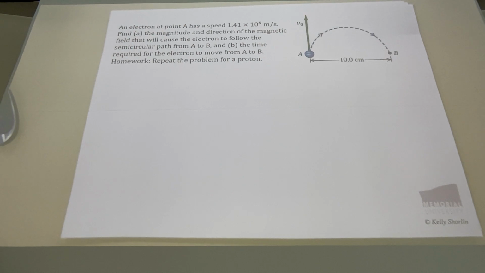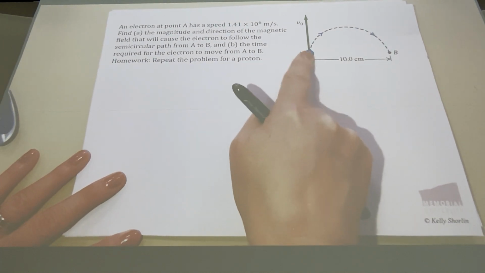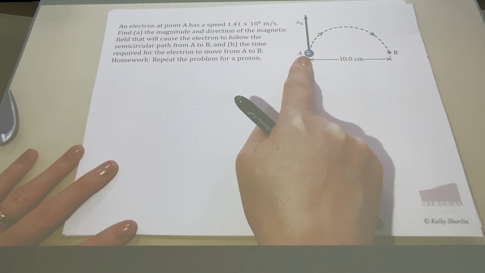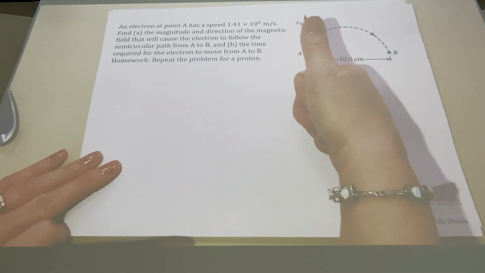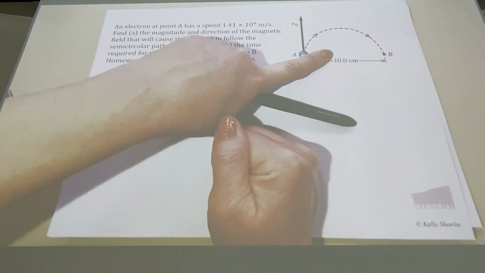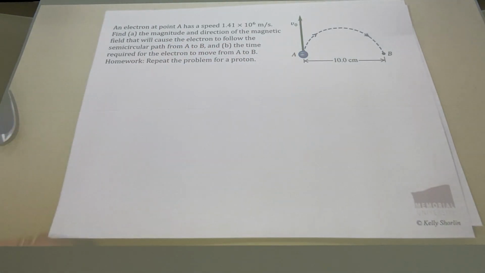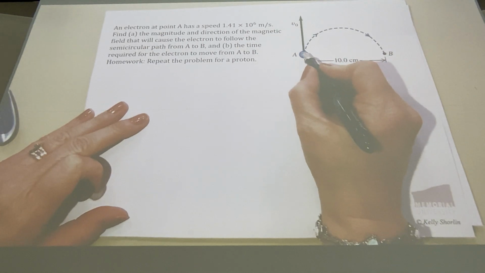So let's see if we can figure out the direction of the magnetic field first, and then we'll try and figure out the size of the magnetic field. So let's look at what's happening. At the very beginning, over at point A, the electron is going upwards, so that's our velocity. The direction of the force is towards the center of the circle, so it starts to move to the left, so the force must be to the left. So there's the initial force.